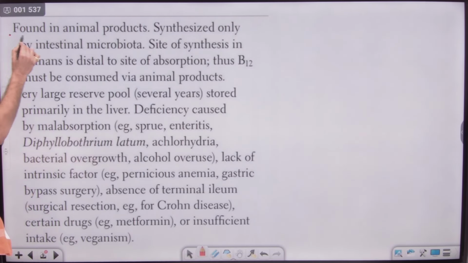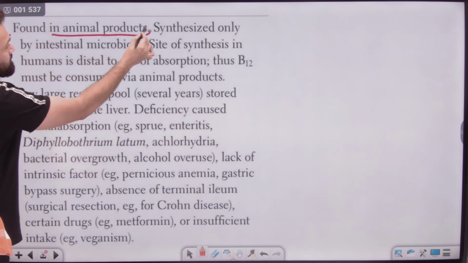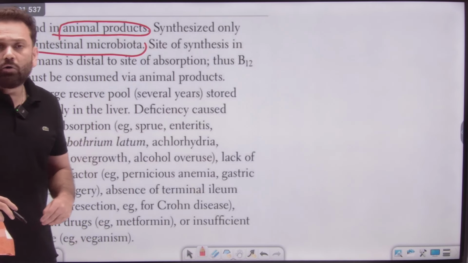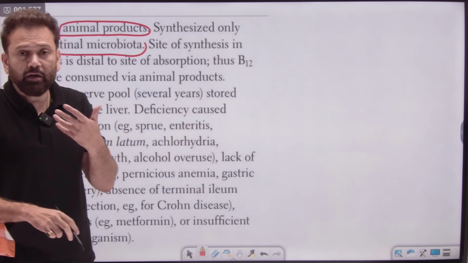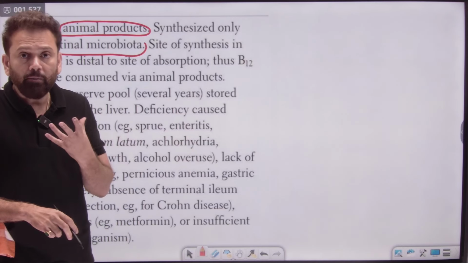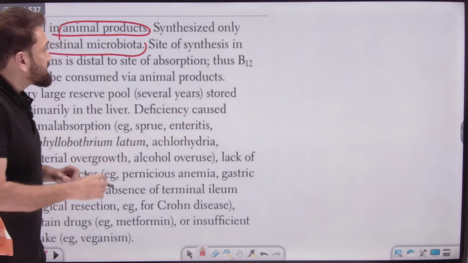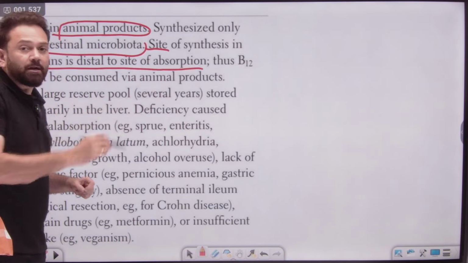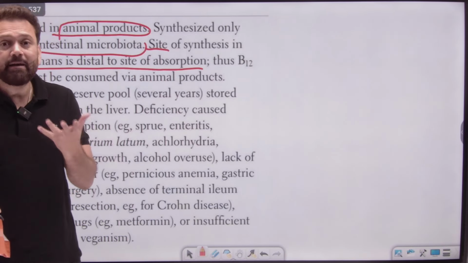It is found in animal products. It is synthesized only by intestinal microbiota. Now you can say, okay, it is synthesized even in vegetarians because the gut flora is there, they can form it. But the problem is that the site of synthesis is distal to the site of absorption. Site of absorption is the ileum.